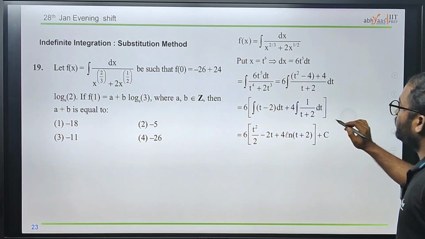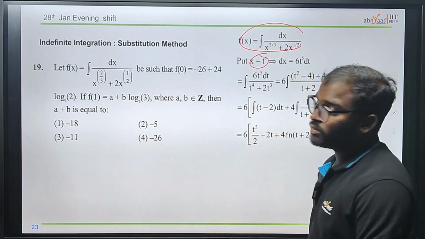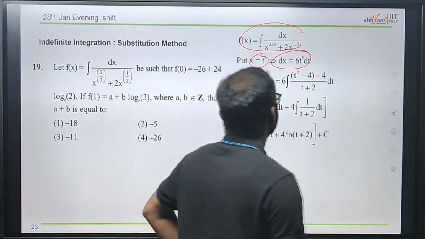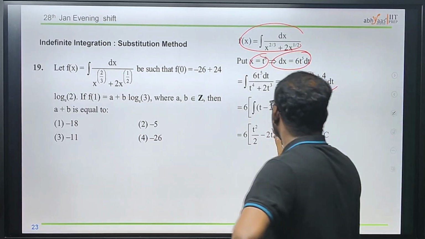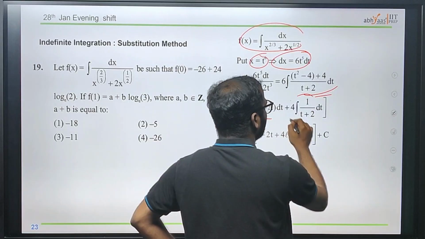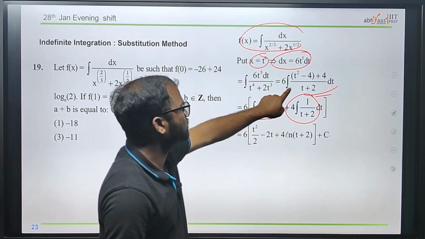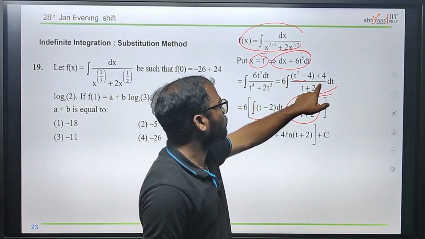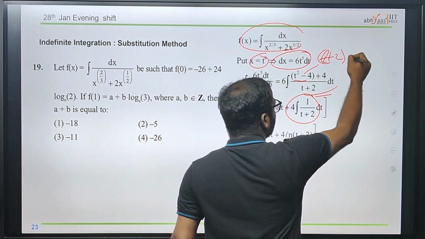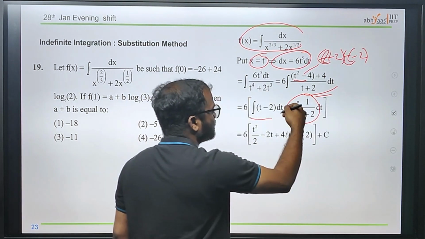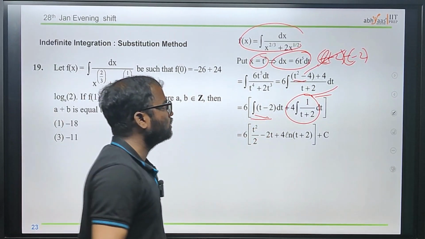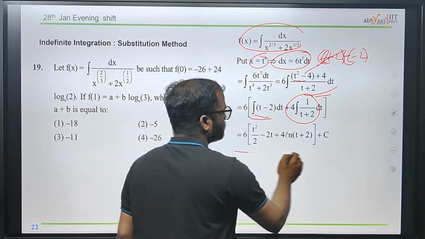Using that, just put x equal to t power 6. Then dx will be 6t power 5. After doing that, you can do further simplifications. Now it will be the integration of t minus 2 dt plus 4 times the integration of 1 by t plus 2. Just using that, we use t square minus 4 plus 4. For that reason we can write it as t square, t plus 2, t minus 2. Then we cancel this t plus 2, and that will be t minus 2. We also separate this one and further simplify, an easy process to do.